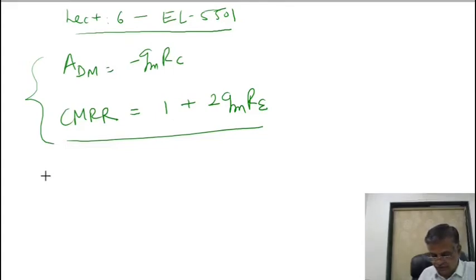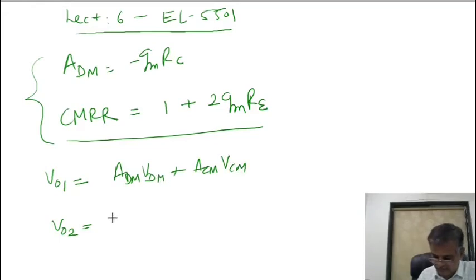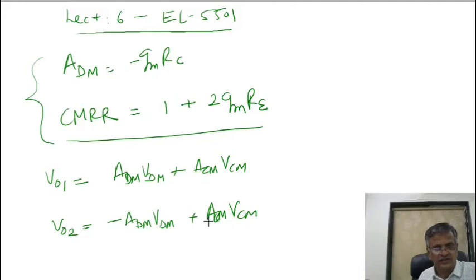And also we have seen the equation of the collector voltage at 1 and collector voltage at 2 when arbitrary input is given: you write ADM into VD plus ACM into VCM, or then you can write minus ADM into VDM plus ACM into VCM. This equation we have written in the last lecture.